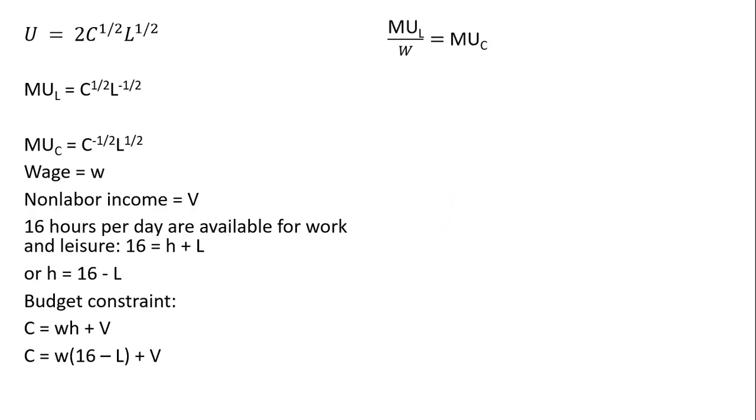So for utility maximization, we want the marginal utility of leisure divided by the wage to equal the marginal utility of consumption. In other words, the last dollar spent on leisure gives as much added utility as the last dollar spent on consumption. So substituting in the marginal utility of leisure and marginal utility of consumption, we're just going to simplify this and solve it for C. We'll get C equals W times L.